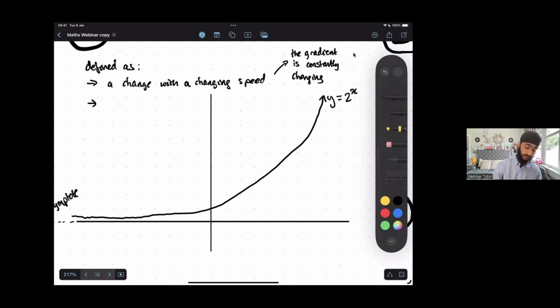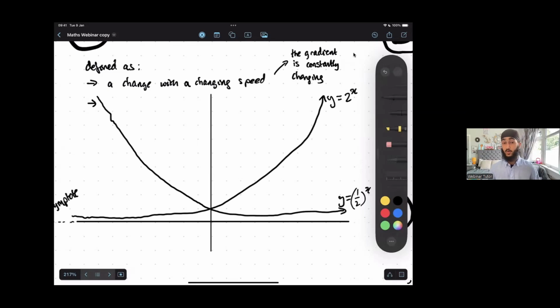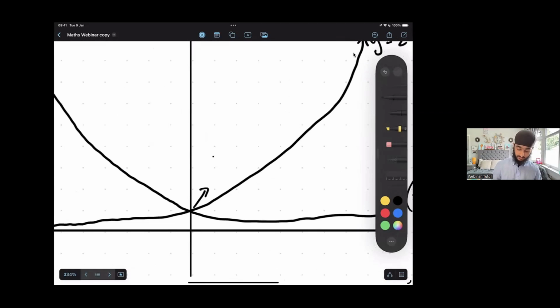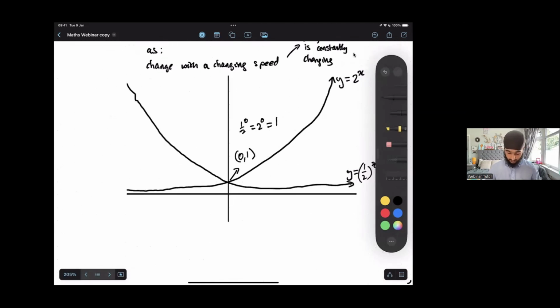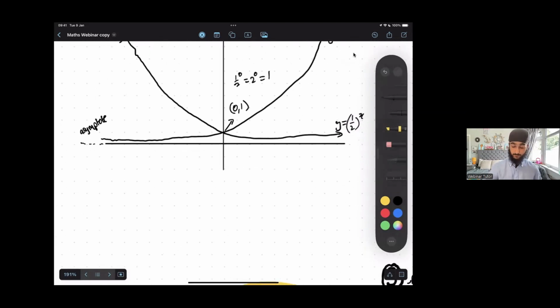Similarly, here's another example, y equals a half to the power of x. And that looks very similar, just reflected in the y-axis. So that is y equals a half to the power of x. Both of these intercept the y-axis at the same point. And some of you might be able to tell that that point is (0, 1). And the reason for this is anything to the power of 0 is just 1. So those are our graphs.